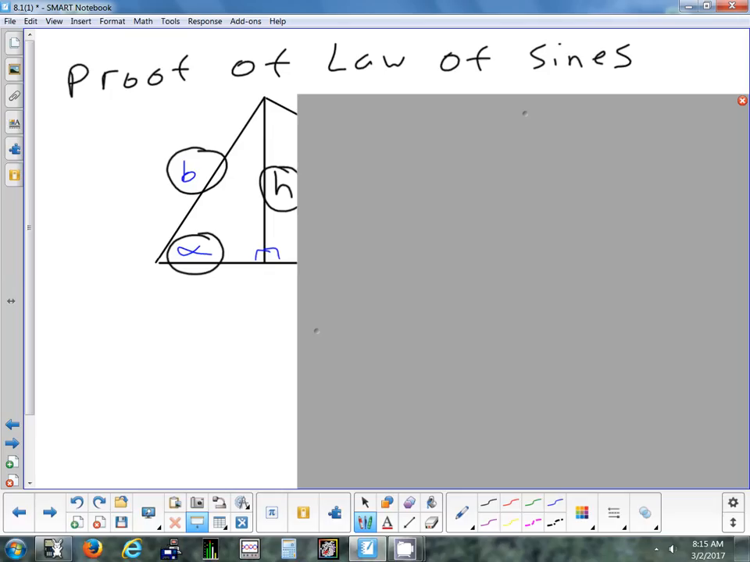So what trig function would involve the two sides you just said? Sine. So we're going to write down sine of our angle equals what would go on the other side? H over B. Now my goal was to solve this for h. So how would I put the b on the other side? Yeah, multiply both sides by b.